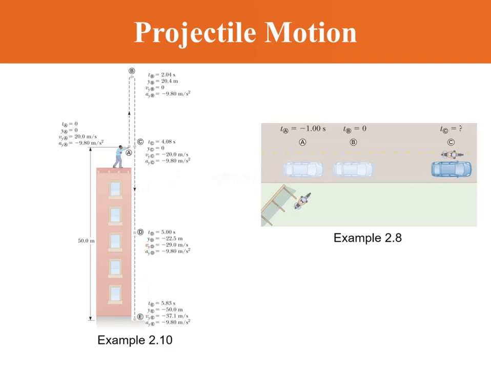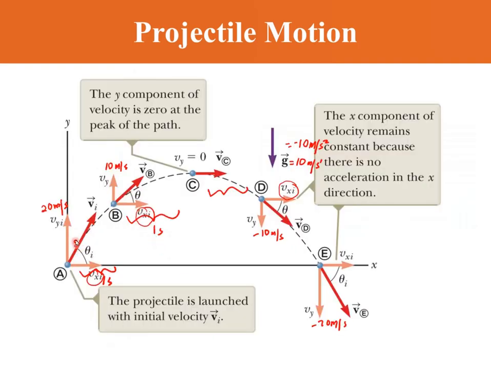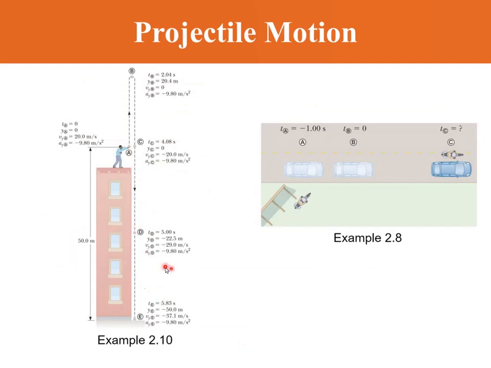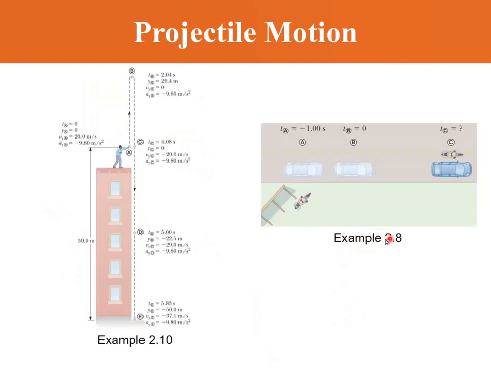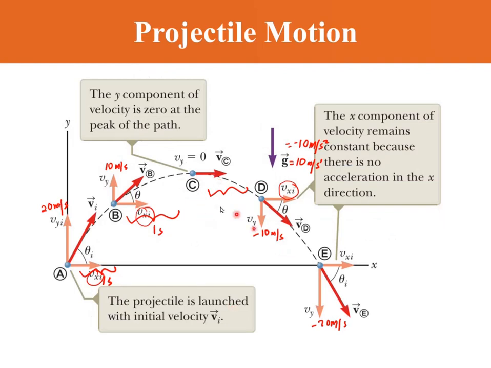Projectile motion is the motion of an object going up and then going down, so it behaves as in example 2.10. And at the same time the object is also moving forward, which means it also behaves as in example 2.8. So we just combine the understanding of these two examples, and then it becomes projectile motion. So it's actually very easy.